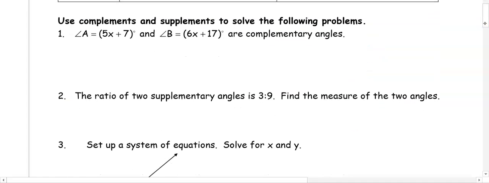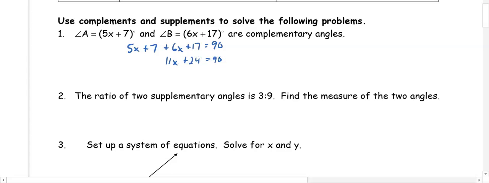Use complements and supplements to solve the following problems. So angle A is 5x plus 7, and angle B is 6x plus 17, and they are complementary angles. So that means together they add to 90. So we have 5x plus 7 plus 6x plus 17 equals 90. Then we can combine like terms. So we get 11x plus 24 equals 90.